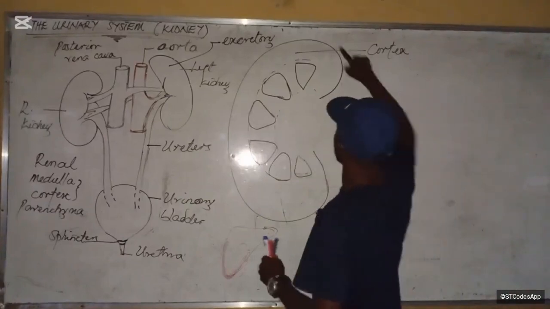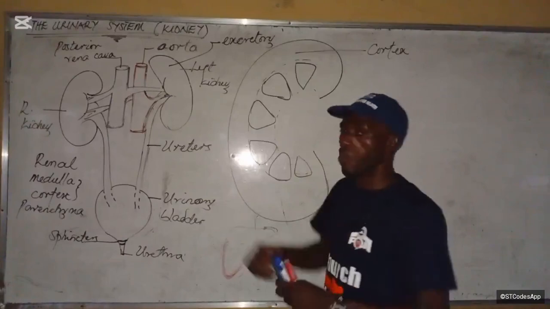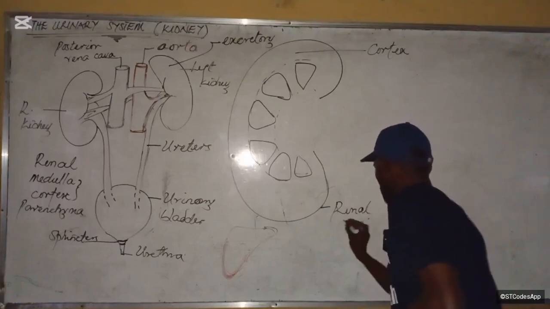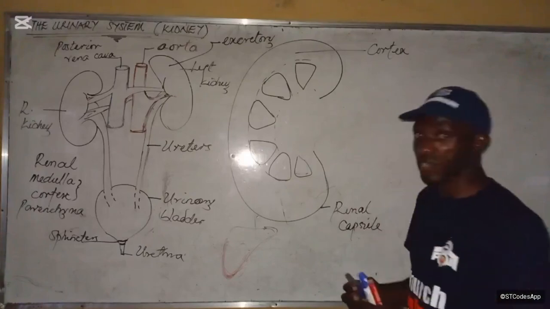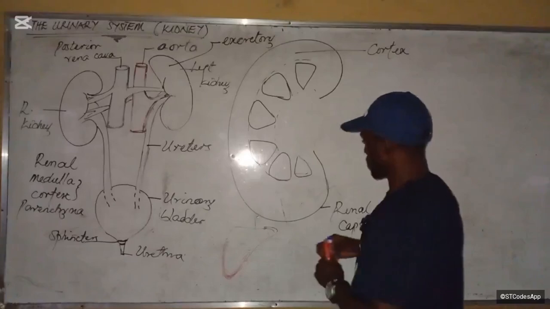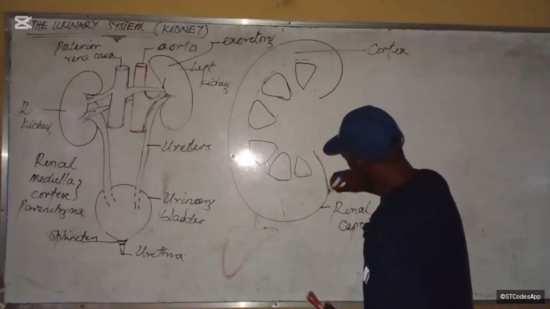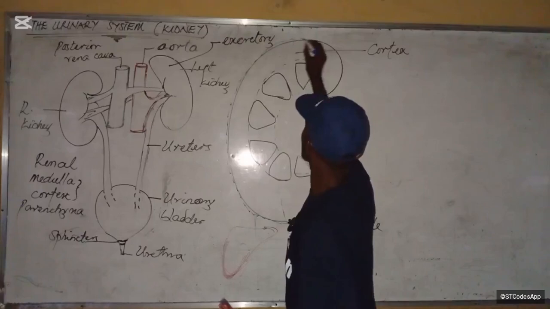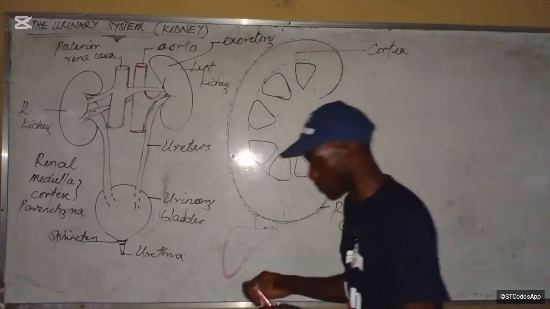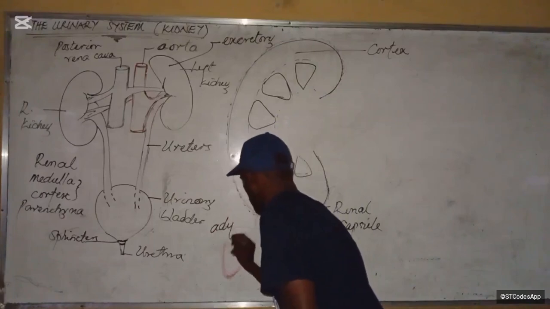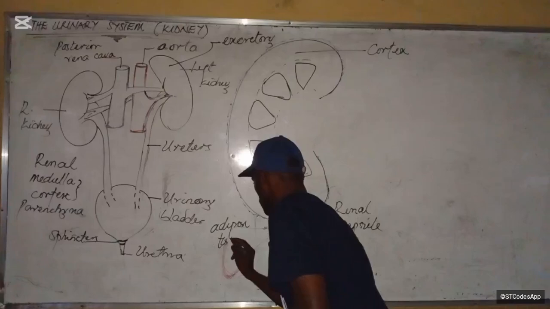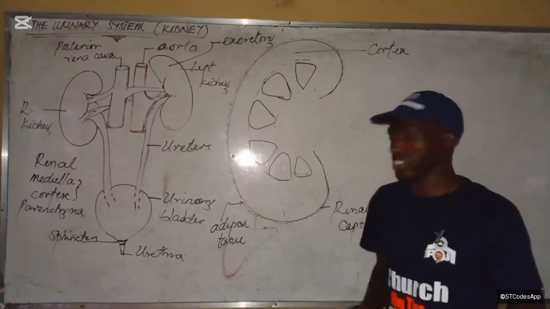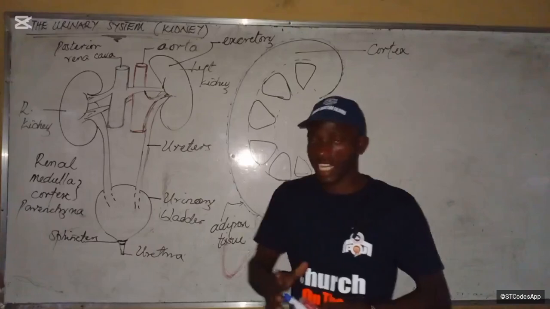Now you see the kidney has what we call a renal capsule surrounding it. A renal capsule. Now this renal capsule is enriched with adipose tissue, or fatty tissue. Whenever you hear the word adipose, adipose means fat. Adipose tissue means a fatty tissue. Is that okay? All right. Now, what the fatty tissue does is it helps to cushion the kidney.